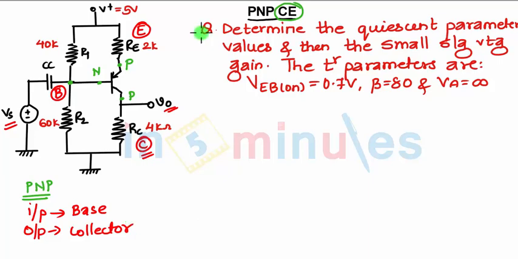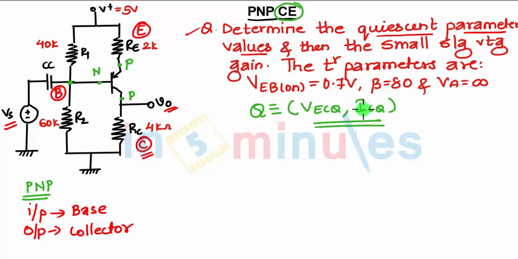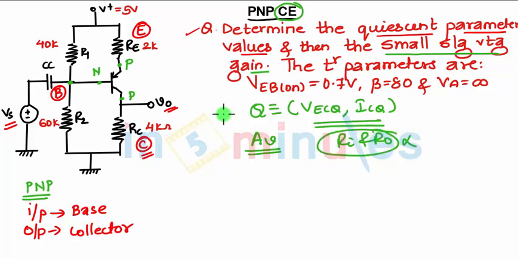Once you know everything, then you read the question. Then the question says determine the quiescent parameter values and then the small signal voltage gain. Quiescent parameter values are nothing but they are telling us to find the Q point, which is VECQ, because it is PNP, and ICQ. These two parameters we need to find out. And then it says the small signal voltage gain, so we need to find AV. It is not telling us to find RI and RO. We need not find RI and RO. Instead of that, they have told us to find VECQ and voltage gain.